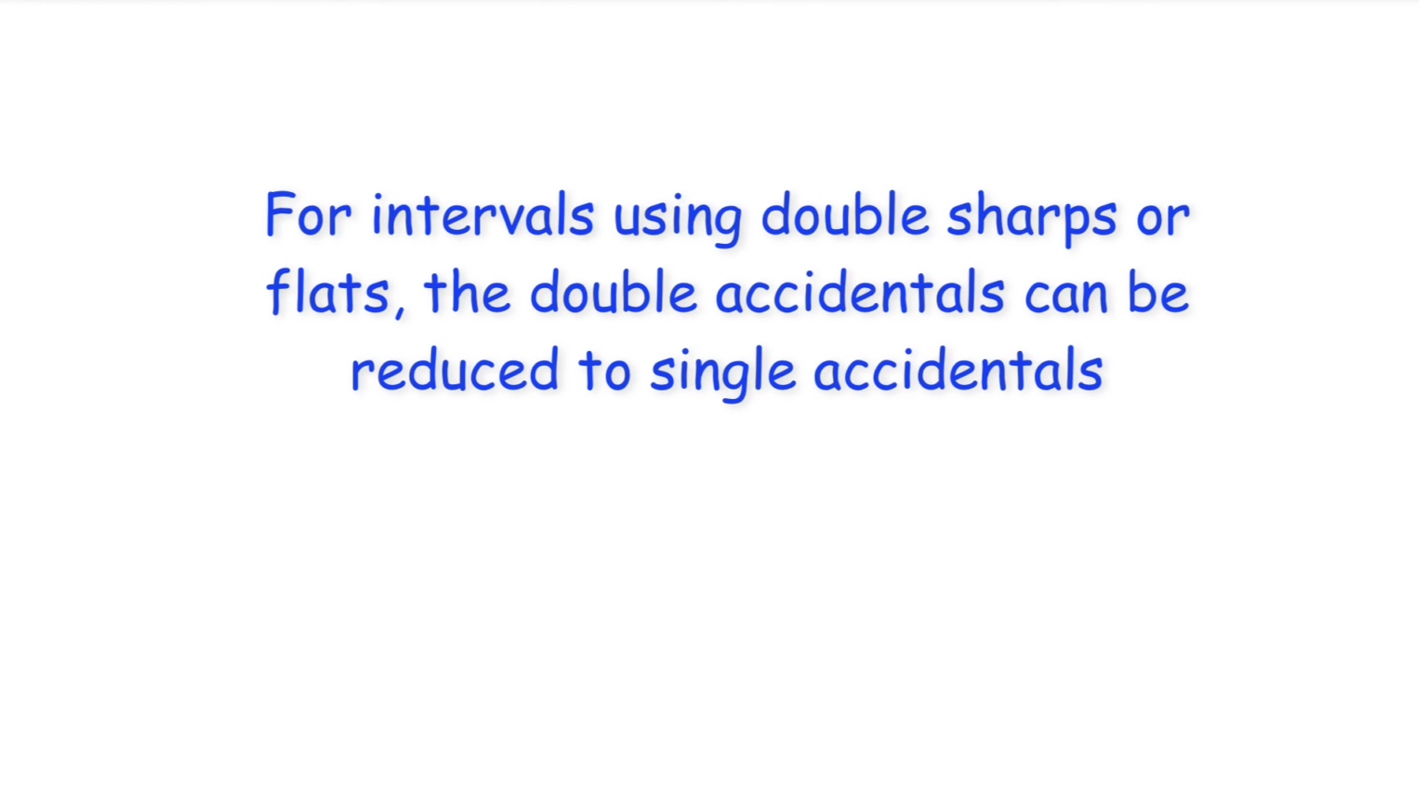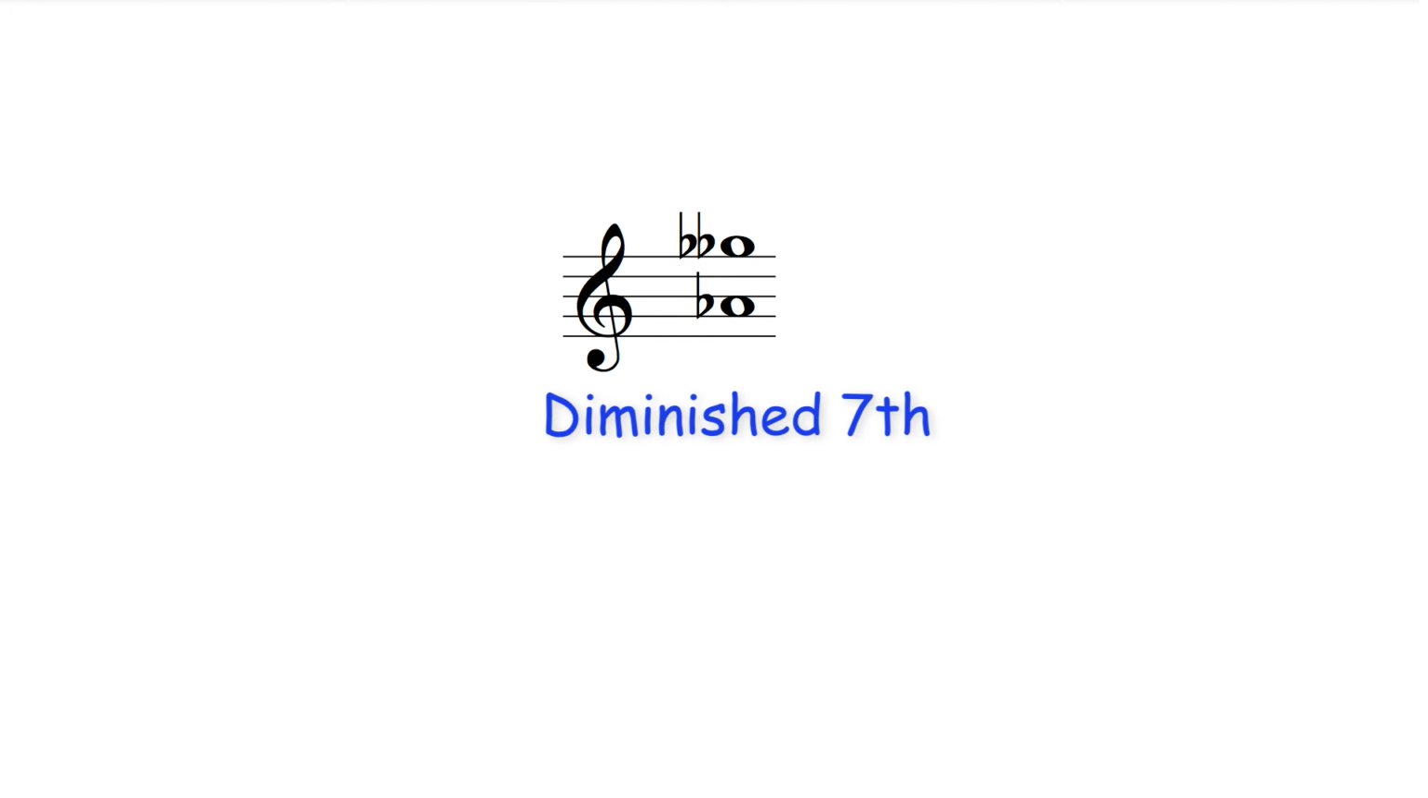For intervals using double sharps or flats, the double accidentals can be reduced to single accidentals. For example, here, the G double flat could be treated as G flat. A flat to G flat is a minor seventh. Reducing the size of a minor interval by a semitone creates a diminished interval. A flat to G double flat, therefore, is a diminished seventh.